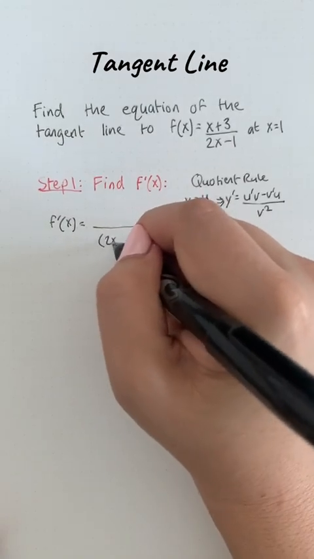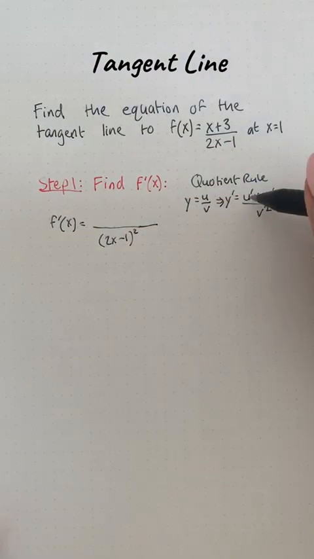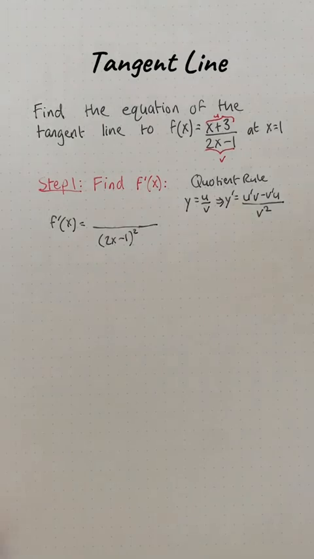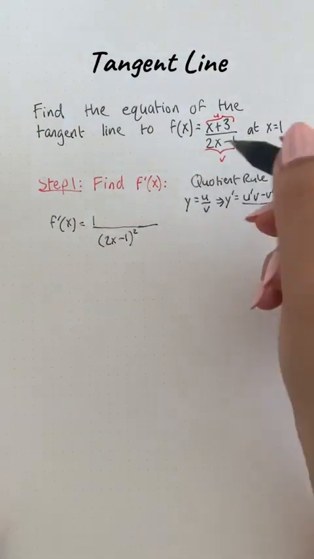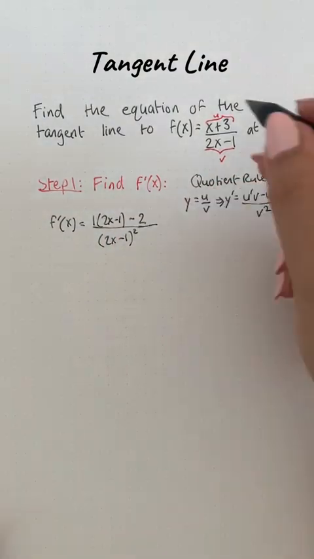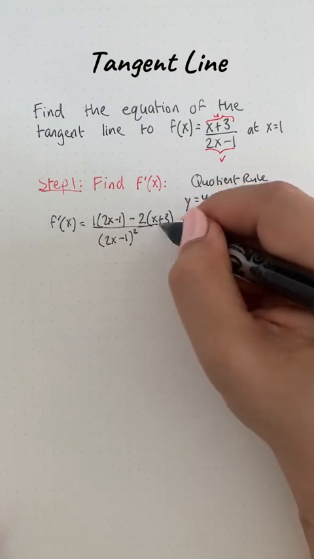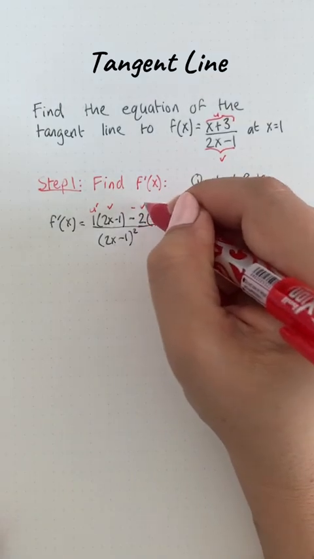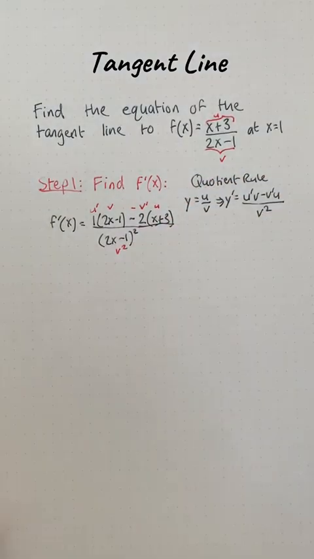So for our derivative, the denominator is going to be v squared, which is the denominator squared, so 2x minus 1 squared. And for your numerator, you're going to derive u first. So the derivative of x plus 3 is 1 times your v, 2x minus 1, minus the derivative of 2x minus 1, which is 2, times your u, which is x plus 3. And make sure you're putting all the brackets so you do this correctly when you multiply it all out.